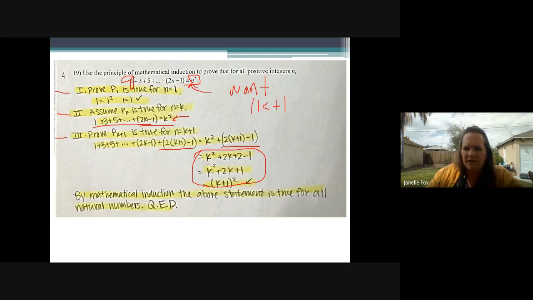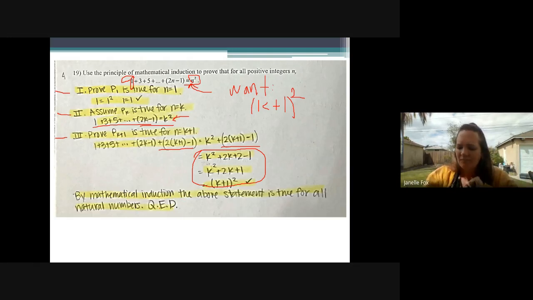That's really sloppy. Sorry, guys. To the second power. That would have been what my want bubble was. And so I went ahead and distributed, combined like terms, and then wouldn't you know it, k squared plus 2k plus 1 does in fact factor into be k plus 1 quantity squared. You would put your English conclusion of by mathematical induction, the above statement is true for all natural numbers, QED.